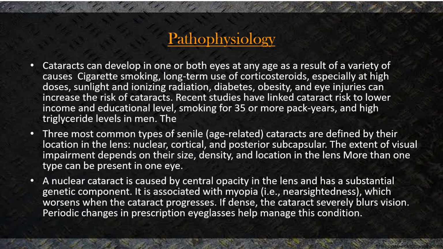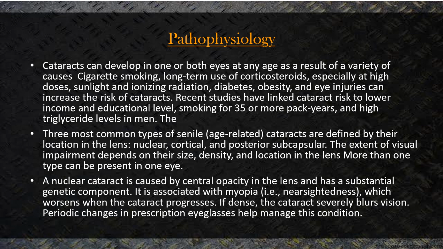Looking into the pathophysiology of cataract, cataracts can develop in one or both eyes at any age as a result of a variety of causes which we have already gone through in previous slides. Recent studies have linked cataract risk to lower income and lower educational level, and smoking for 35 or more pack years can increase the risk of cataract, as well as high triglyceride levels in men. Then three most common types of senile age-related cataracts are defined by their location in the lens. That is nuclear, cortical and posterior subcapsular. The extent of visual impairment mainly depends on their size, density and location in the lens. More than one type can be present in one eye.